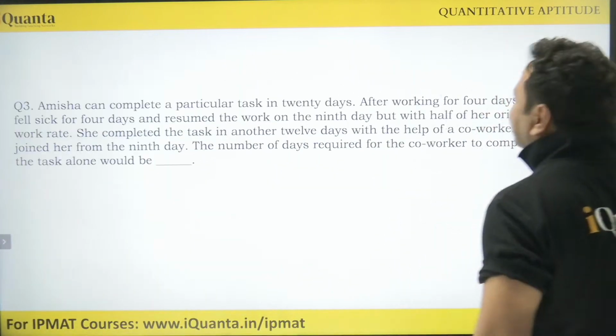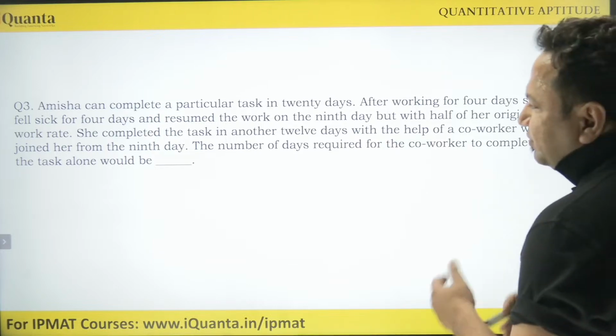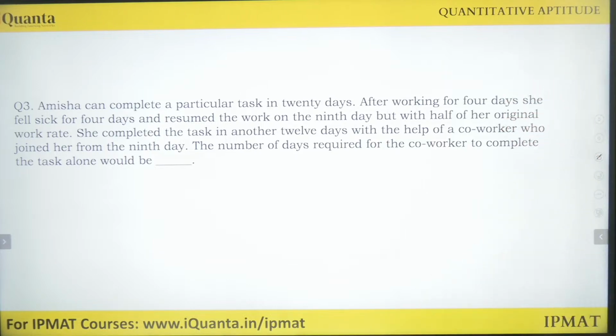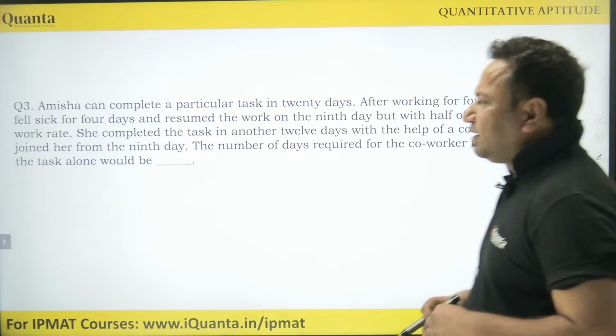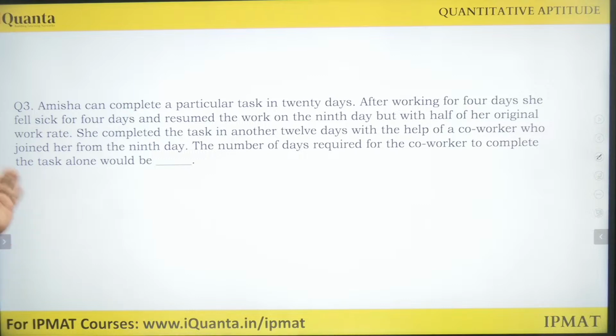Coming to the next question. Amisha can complete a particular task in 20 days. After working for 4 days, she fell sick for 4 days and resumed the work on the 9th day, but with half of her original work rate. When we say work rate, it means efficiency. All right. Okay. She completed the task in another 12 days with the help of a co-worker who joined her from the 9th day. The number of days required for the co-worker to complete the task alone would be how much?